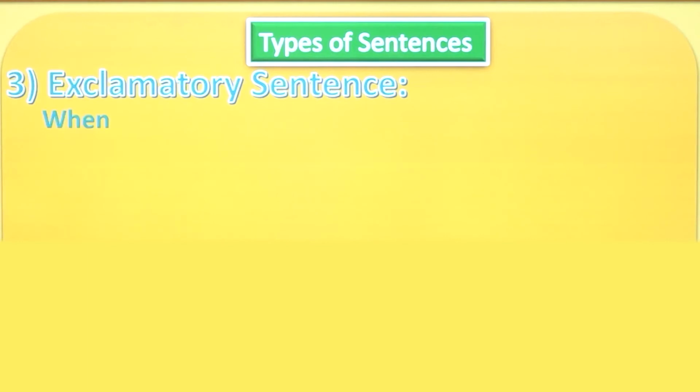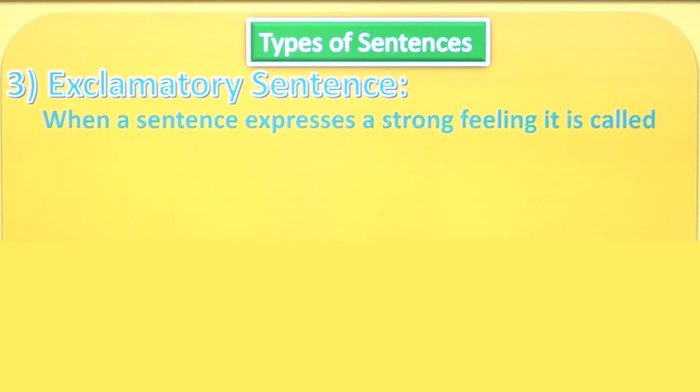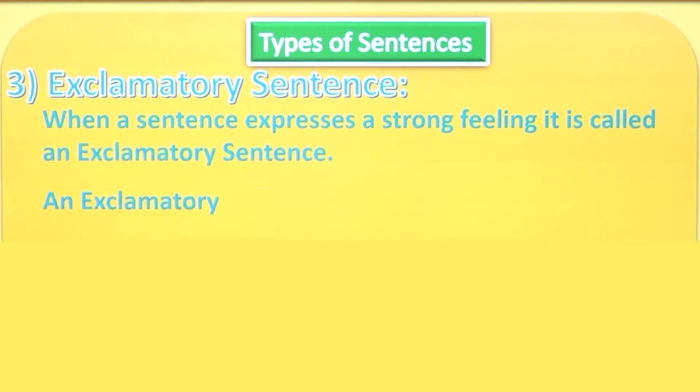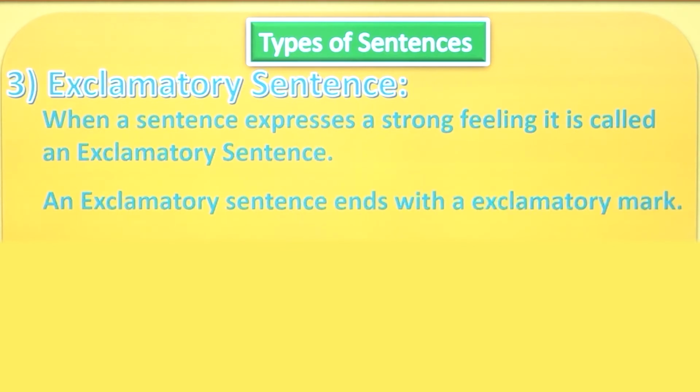Now let's see the third kind of sentence, that is the exclamatory sentence. When a sentence expresses a strong feeling, it is called an exclamatory sentence. It can be any feeling, a feeling of sorrow, joy, or anger. So students, an exclamation mark is used whenever a sentence gives a sudden kind of feeling. That feeling can be an emotion of anger, fear, sorrow, or joy.